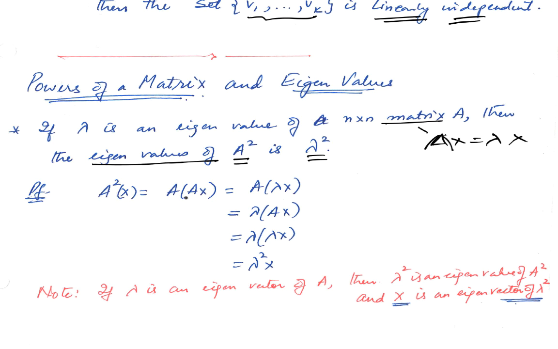So A squared x is what? This is A times Ax. Ax is lambda x. Now lambda is a scalar, so you can pop the lambda out and you get Ax, and Ax is again lambda x. So A squared x is lambda squared x. Very important: if lambda is an eigenvalue of A, then lambda squared is an eigenvalue of A squared. But notice there has been no change in the eigenvector. The eigenvector does not change.